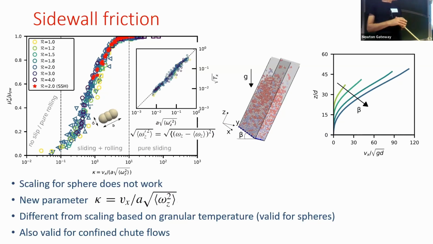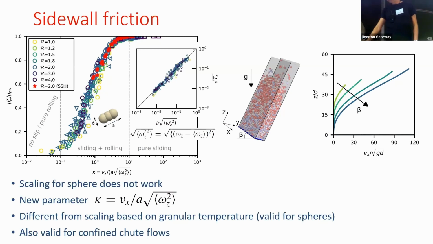So this is quite interesting because we have found one scaling for the effective friction at the side walls that works in two geometries and works for spheres and for elongated particles. And of course, the next step is to check if it works or not with more complex granular materials, which can be made of polyhedra.